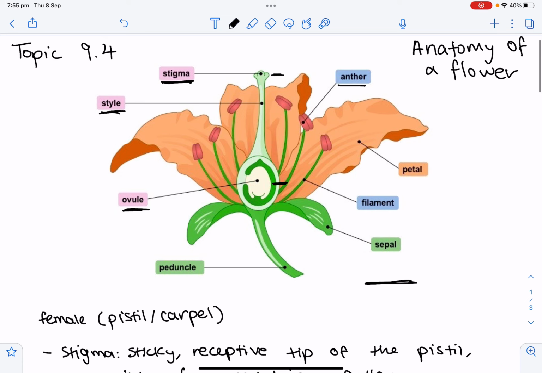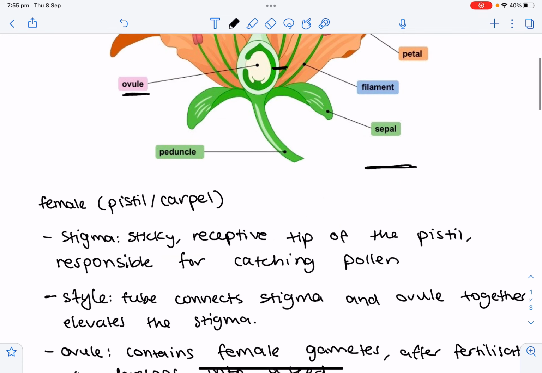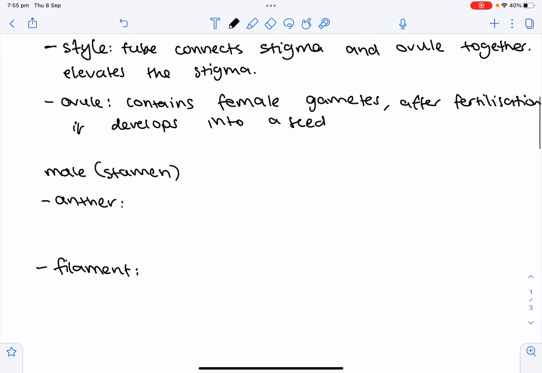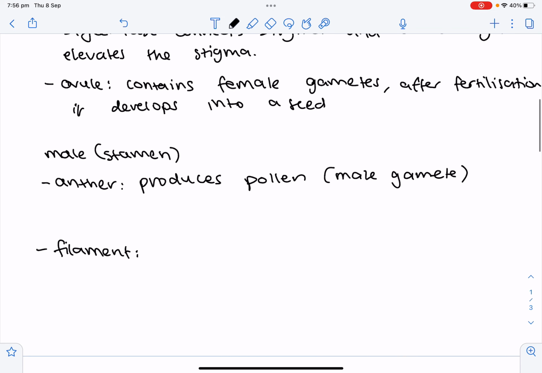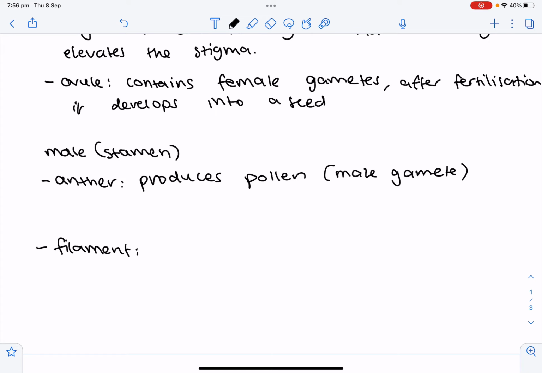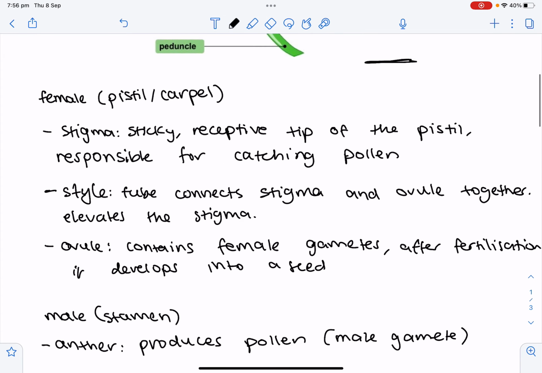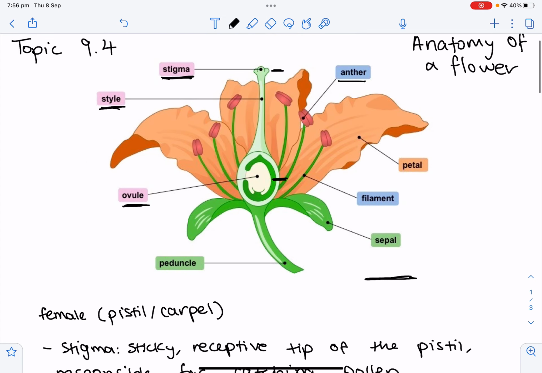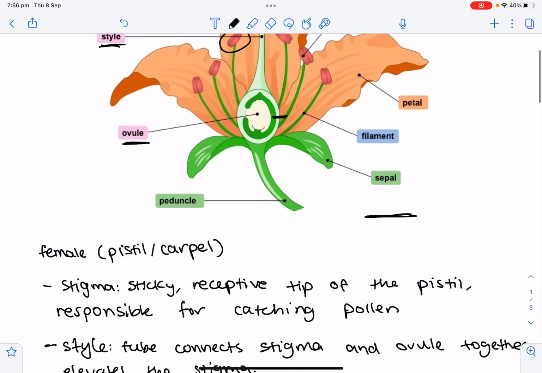Secondly, we have the male reproductive parts of the plant, which includes the anther and the filament. So the anther is the pollen-producing organ of the flower, meaning that pollen is the male gamete, or the male reproductive cell. Secondly, we have the filament, which is a slender stalk that supports the anther and also makes it accessible to pollinators by holding it outside of the flower, similar to the stigma.